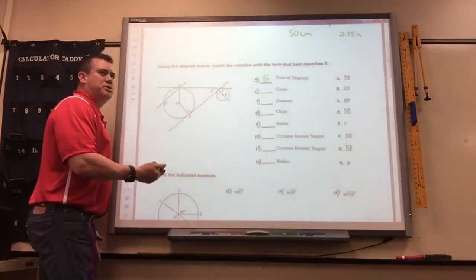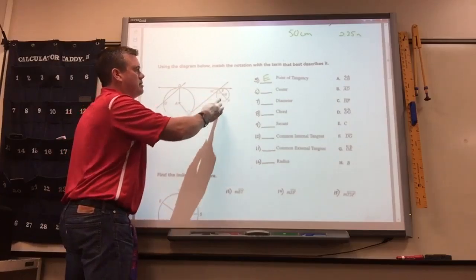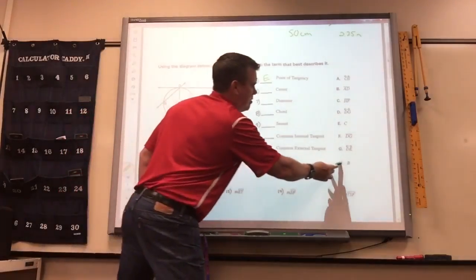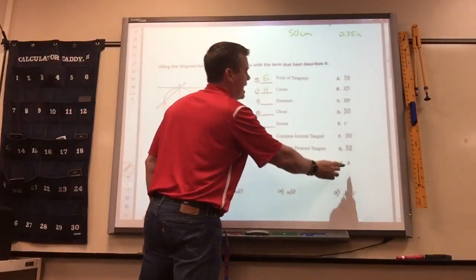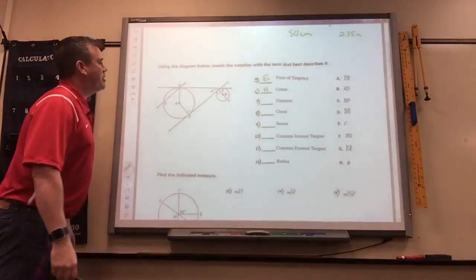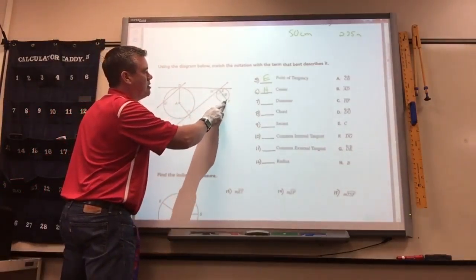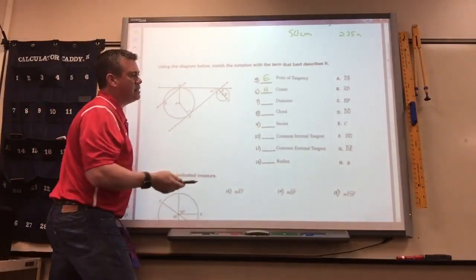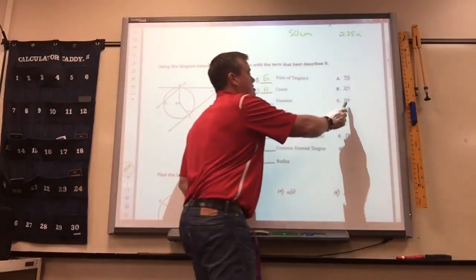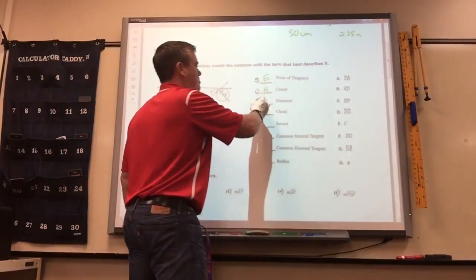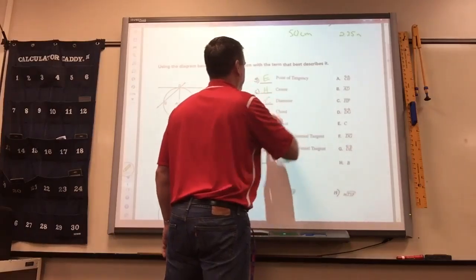A center, there's two centers, A and B. So they have B, which is H. Diameter, there's only one diameter right here, HF or FE. And it's a segment, so that one is C.